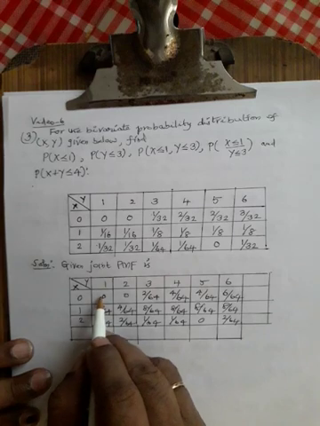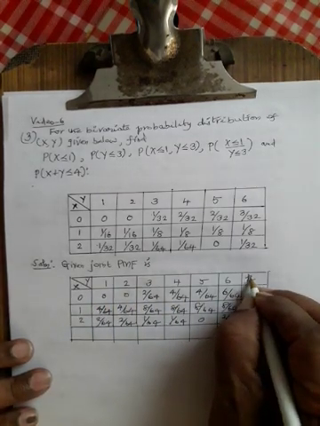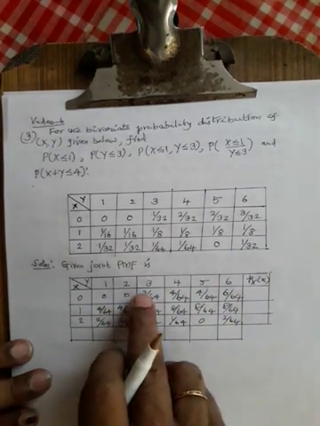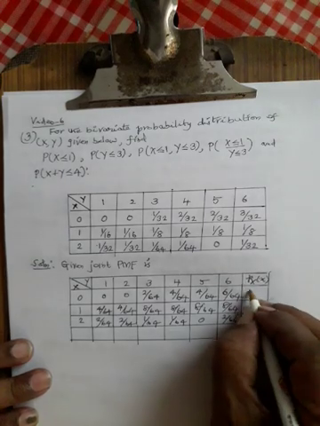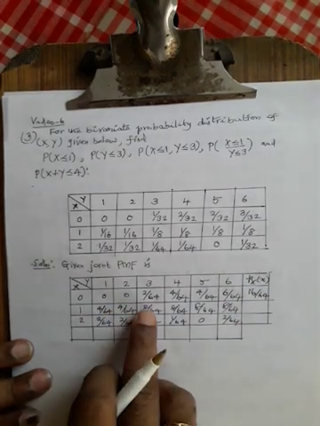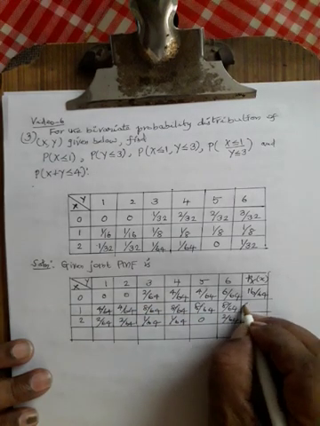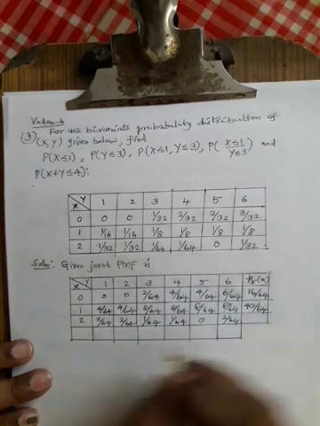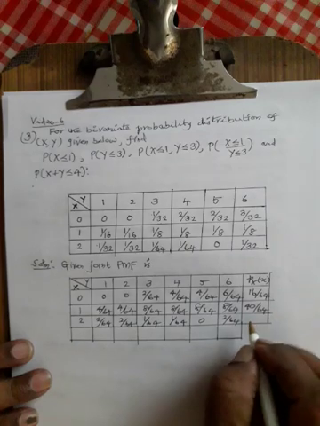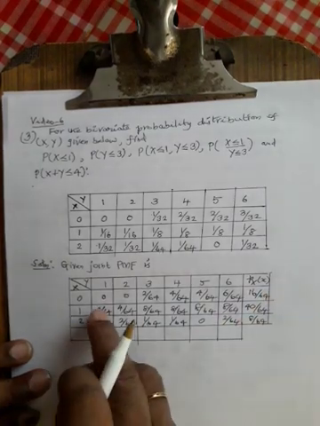Now we know horizontally y is varying. That means we will get p suffix x of x. When y varies horizontally, adding 2 plus 4, 6, 10, 16 by 64. This is 8 plus 8, 16, 24, 32, 40, 40 by 64. Next one, 4, 5, 6, 8, 8 by 64. This is px of x.